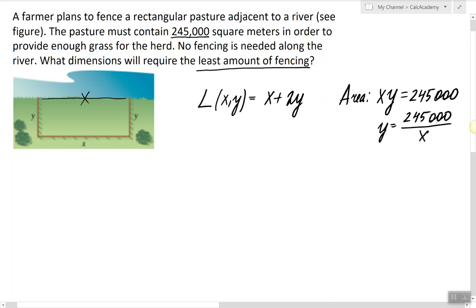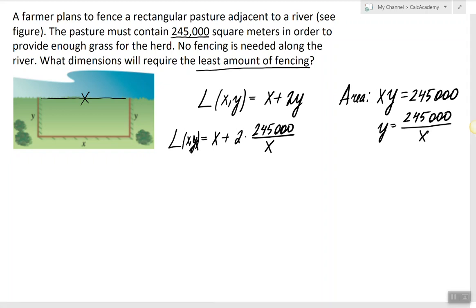So the area function in this case is what's called the constraint. So we use the constraint to solve for one of the variables. And now when I replace y in the length function with this expression, I don't have a y variable there anymore. So it's just a function of x, meaning we can optimize it.